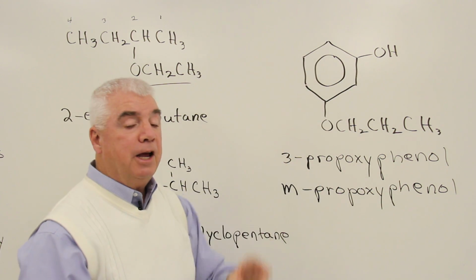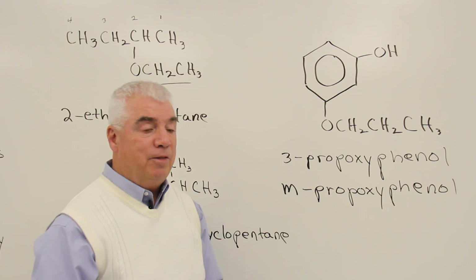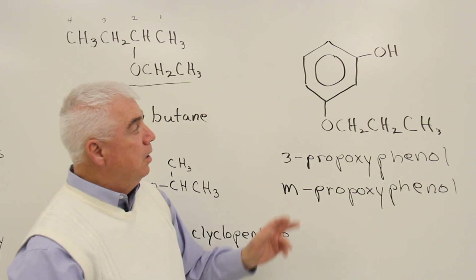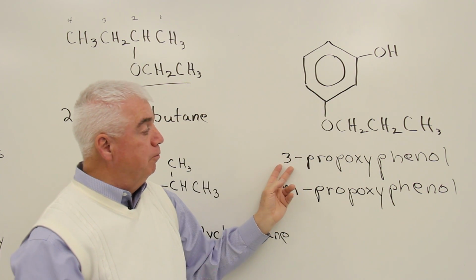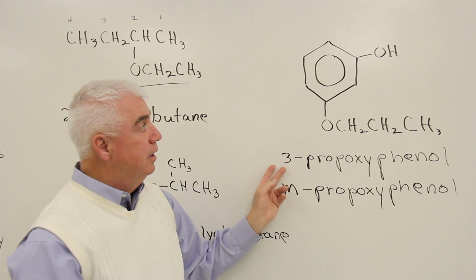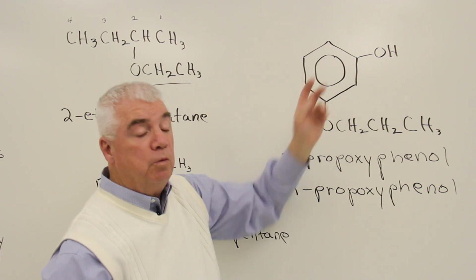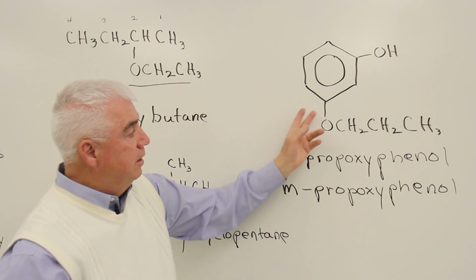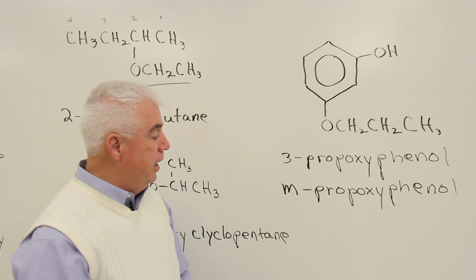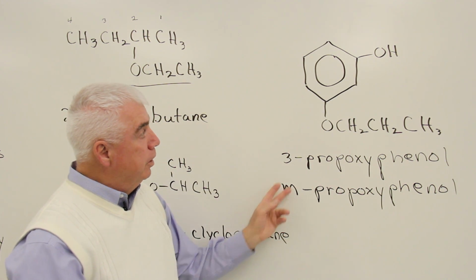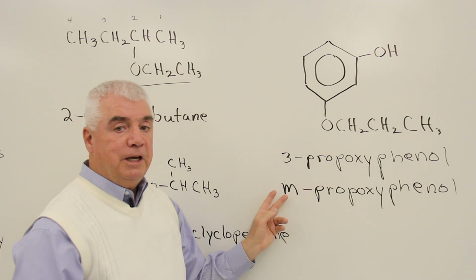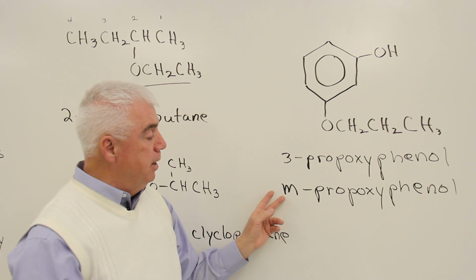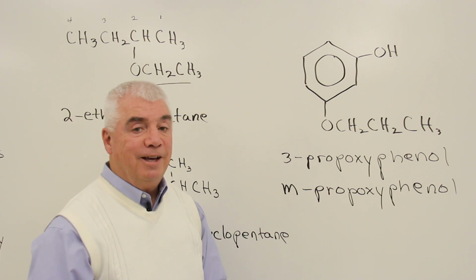Or with benzene compounds, there's often another way that you can name them that's IUPAC acceptable. When groups have the relationship of 1 and 3 to each other, and again, this was position 1 up here because the base word is phenol. That made this position 3. But when 2 groups are 1 and 3 to each other, we can call it a meta or simply M. M-propoxyphenol.